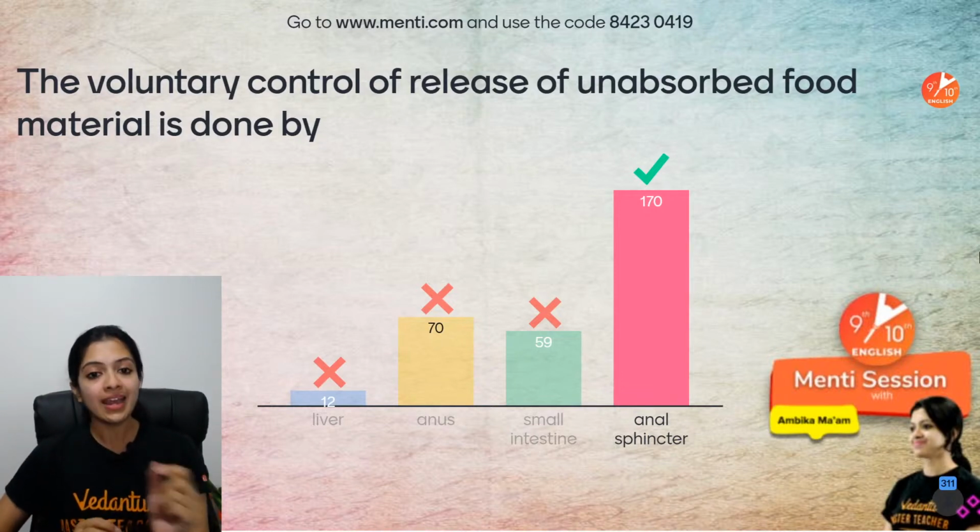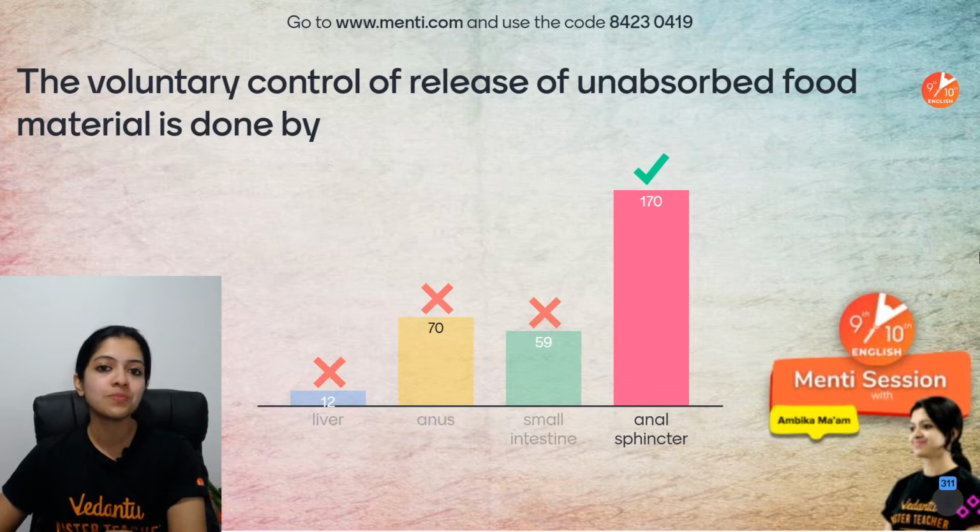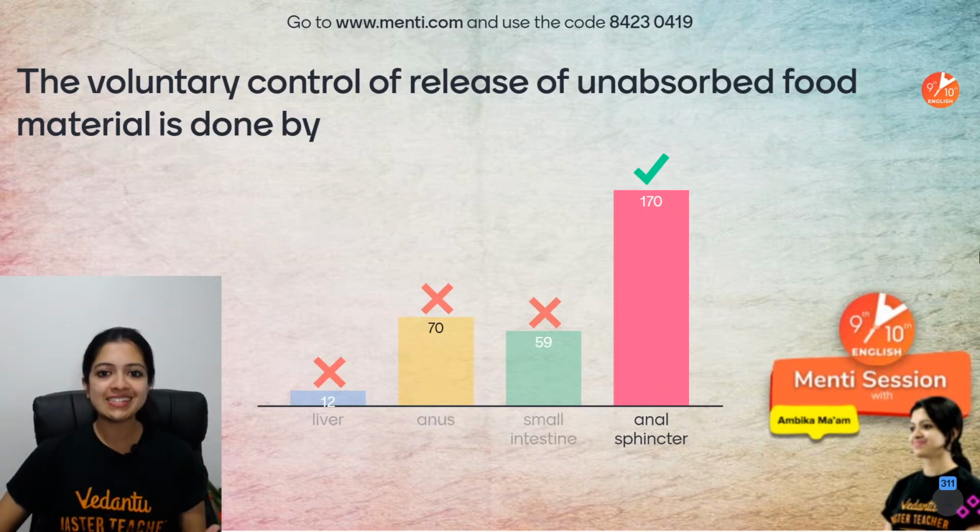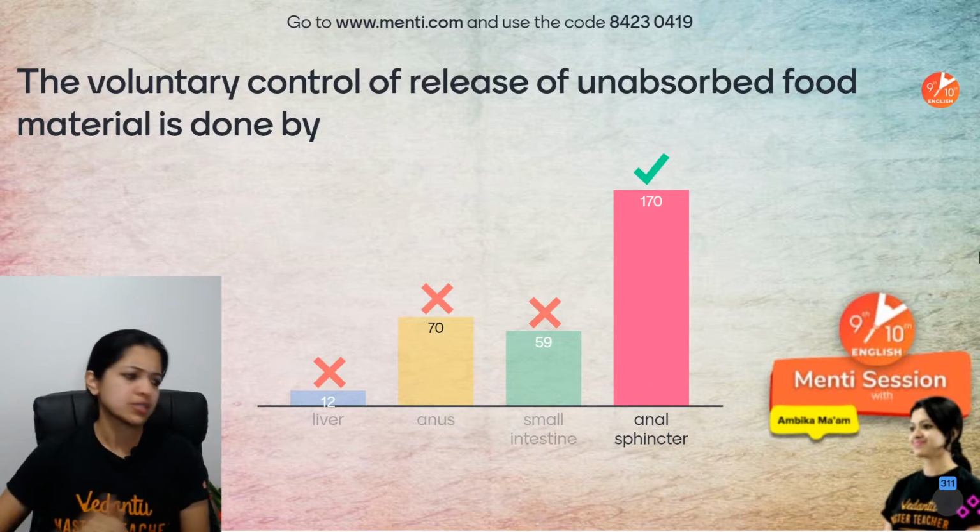Anal sphincter is definitely the answer. So, yes, when I say release of unabsorbed food material, I'm talking about the release of fecal matter. And that obviously occurs from the rectum to the outside of the body.